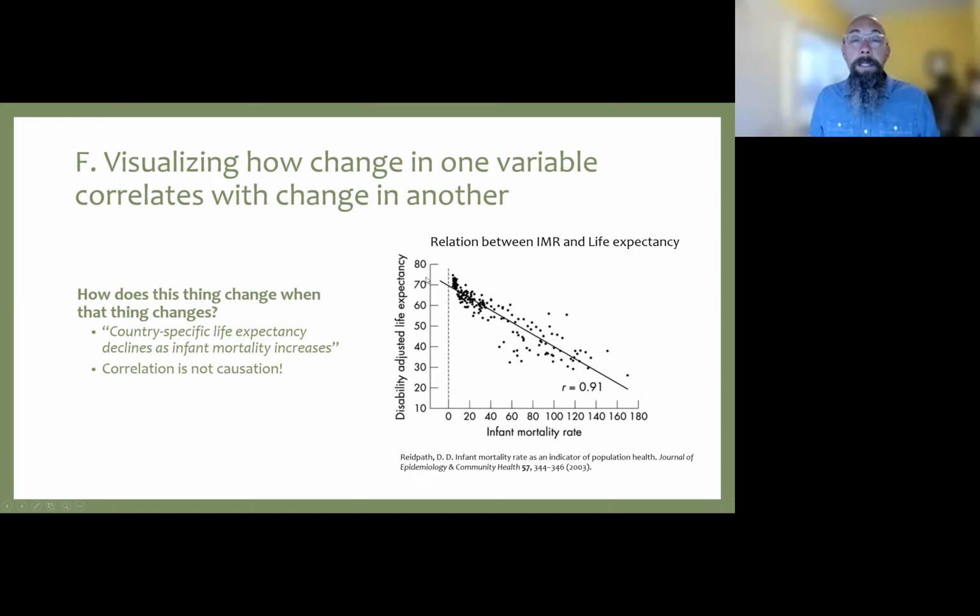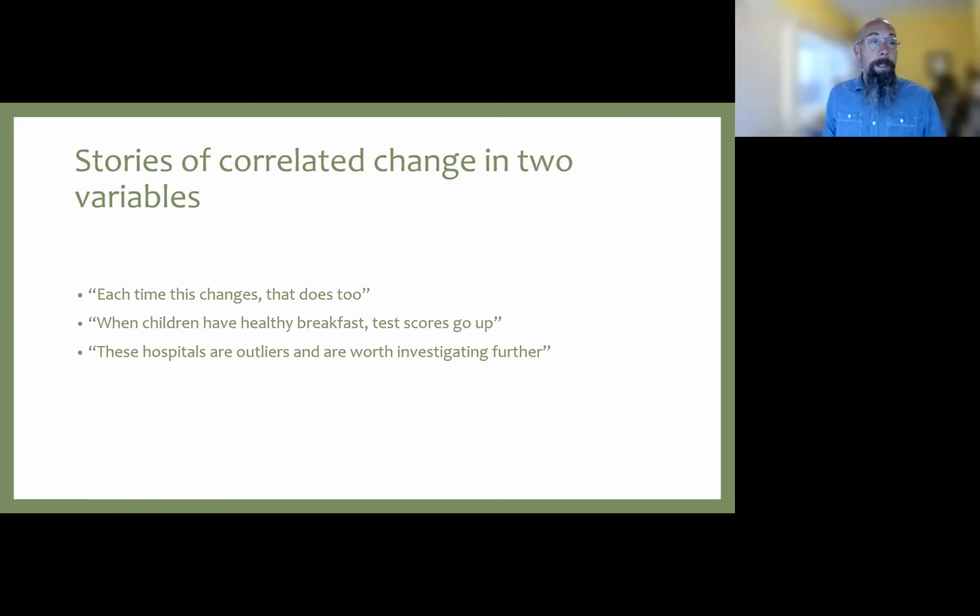We don't know if something else is causing both of these. There's all sorts of things going on. Nonetheless, it's a really important idea to get at, which is the relationship between continuous values. So the stories that we can tell when we're looking at correlated change in two variables. The simple one is each time this changes, that does too, right? That's basically what we're saying when we do a correlation or a linear regression or something like that.